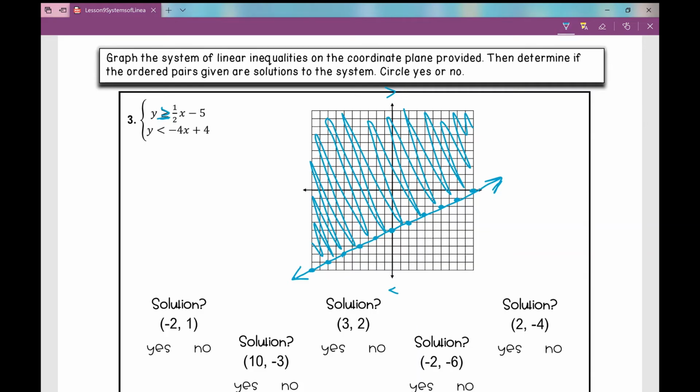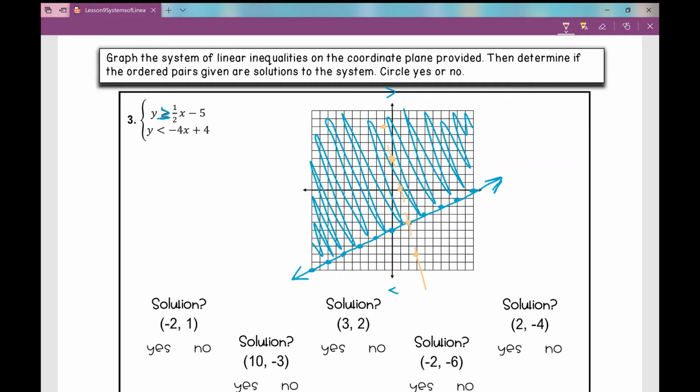But again, we're looking at multiple linear inequalities. So now let's graph the second one. Y is less than negative 4x plus 4. So the first thing I'm going to do is graph my y-intercept. And then I'm going to graph my slope of negative 4 over 1. So I'm going to go up 4 over 1, or I can go down 4 over 1, just like that. And then because it's less than, I know my line is going to be dotted.